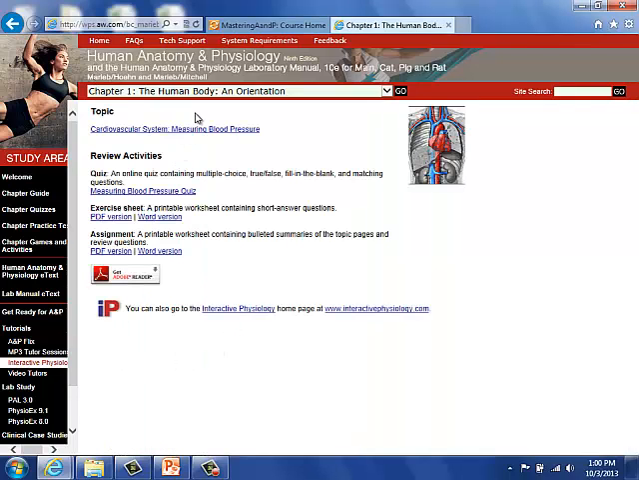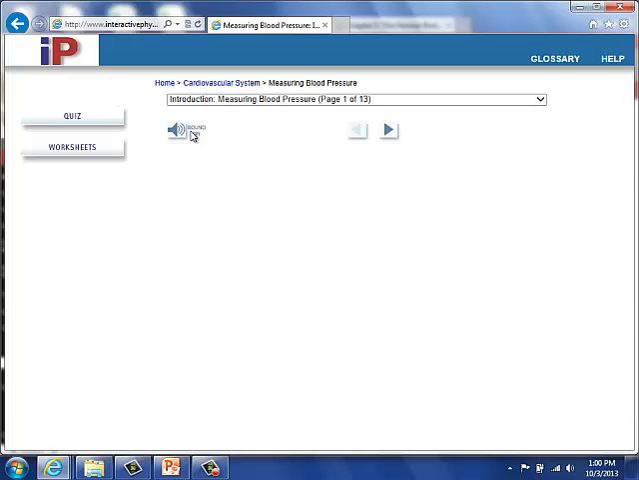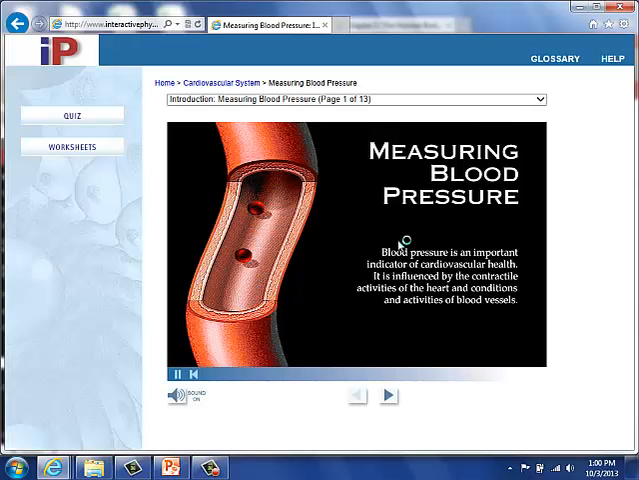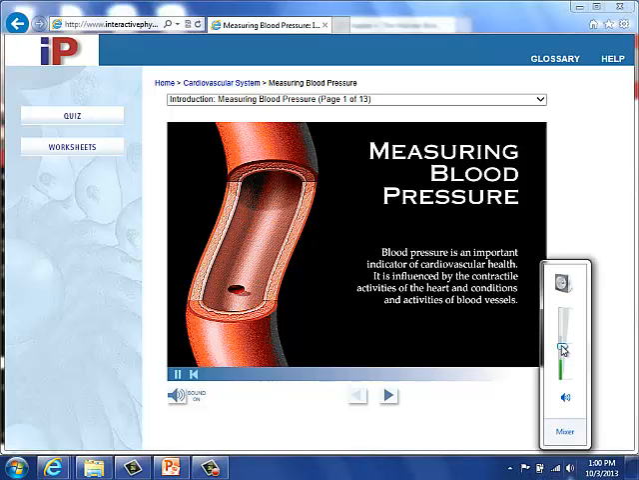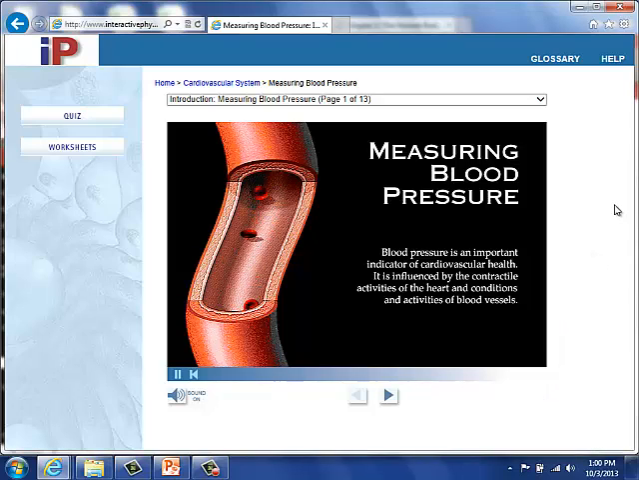I want you to go and use this one before you come to lab in 2 weeks. Blood pressure is an important indicator of cardiovascular health. It is influenced by the contractile activities of the heart and conditions and activities of blood vessels. I can go through it, but I don't want to waste time. I want you to go through it. Because if you've never taken a blood pressure before, this is awesome because you'll hear what you're supposed to hear, and you understand why you're hearing what you're hearing.